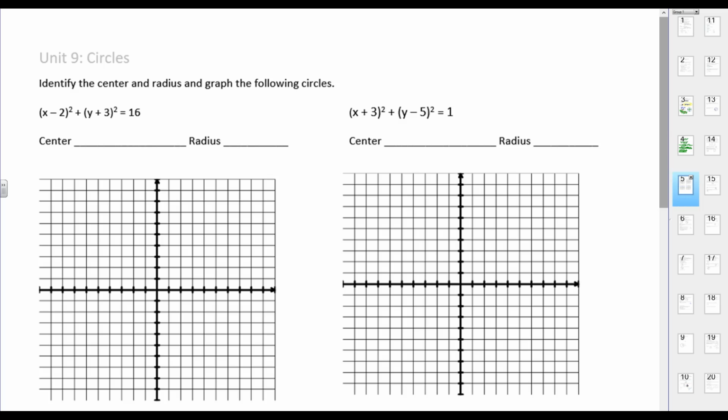All right, and then the last thing we get to do in this lesson is to actually graph circles. So we've talked about now how to get the equation of a circle. Let's talk about how you actually graph it.